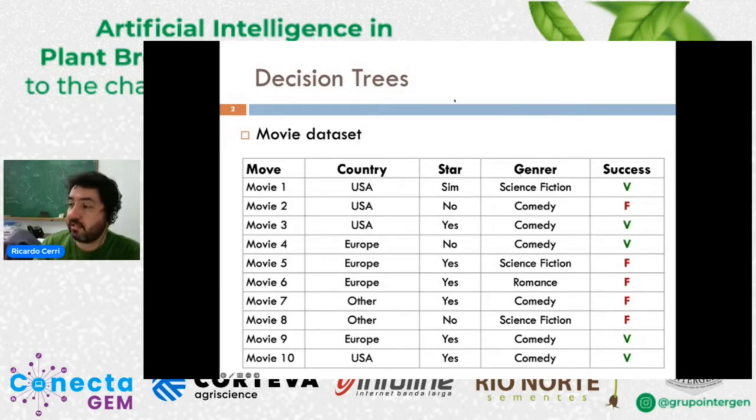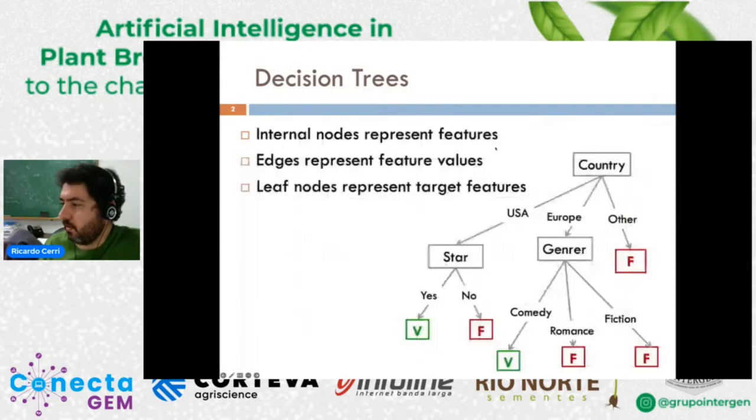So we have a data set here where each sample is a movie, and each feature is a country, star, or gender, and we want to predict if the movie is going to be a success or not. If we think about biological data, each feature here can be, for example, a SNP, and the target attribute can be, for example, the productivity of rice.